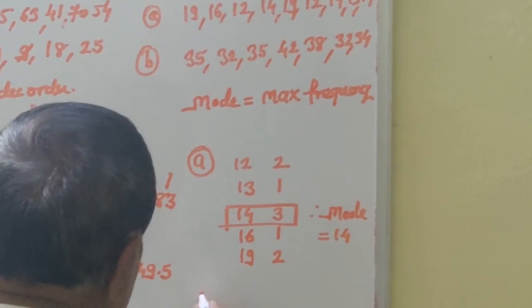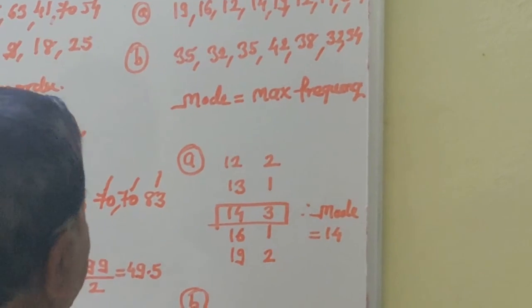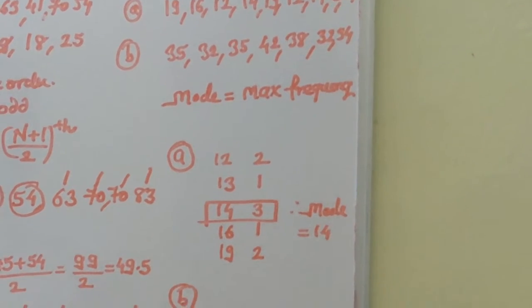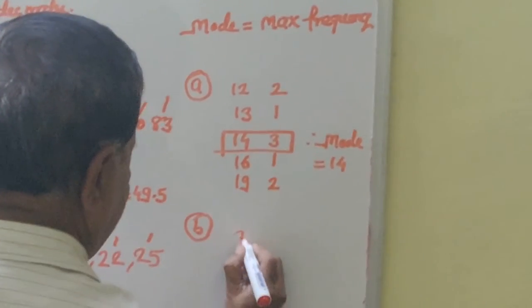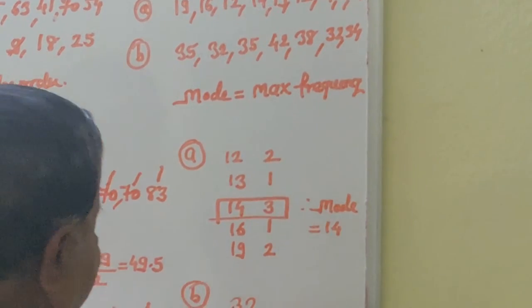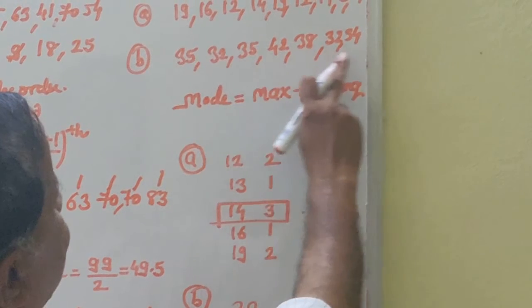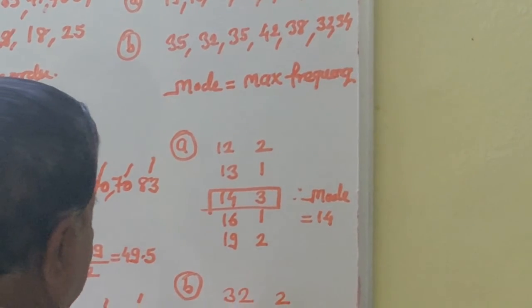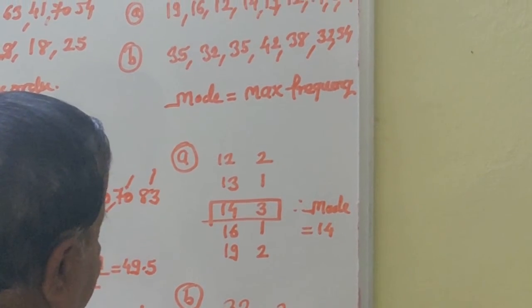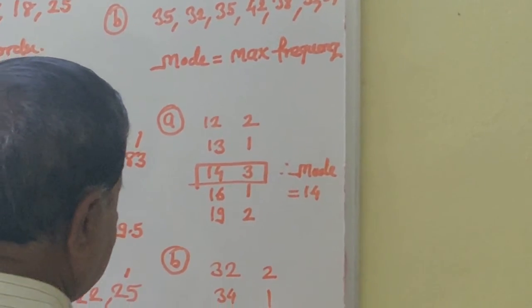Okay, now we are going to solve the B problem. Okay, here I am arranging the data. Means 32 how many times is coming? 32 is coming 2 times. Okay, now which number is coming? 34 is coming. 34 is only one time. Now 35 how many times? 2 times is coming.